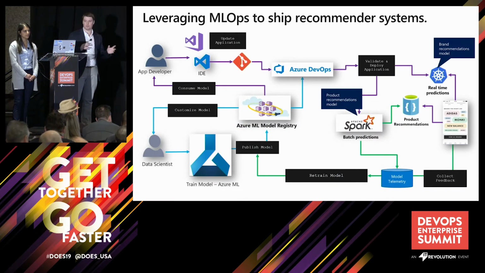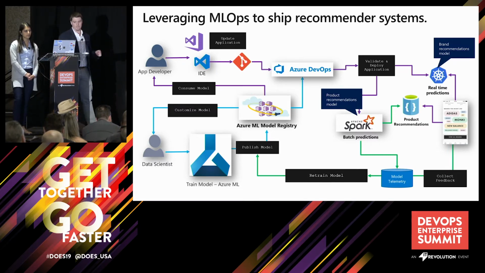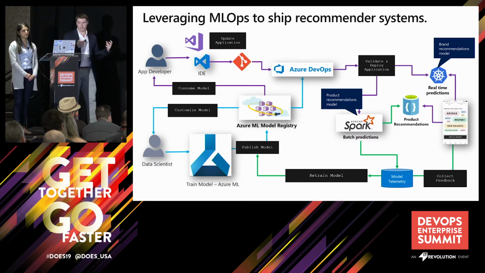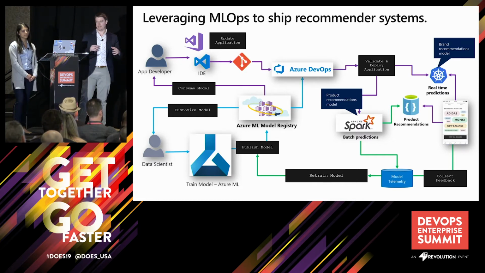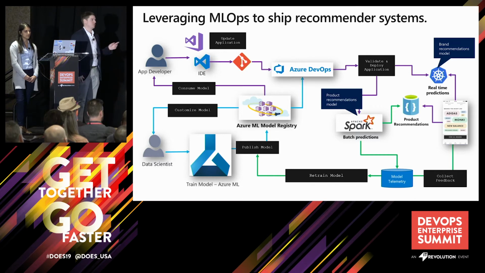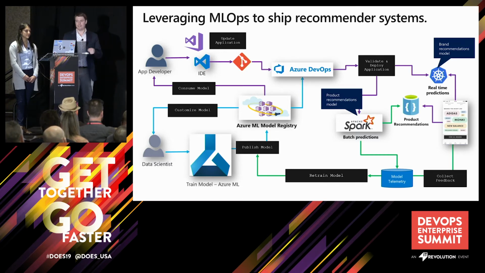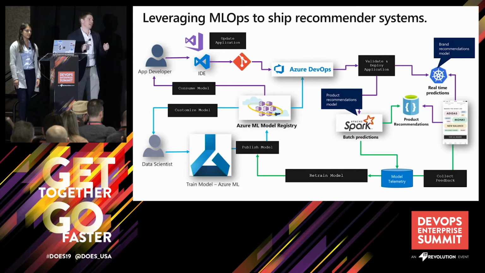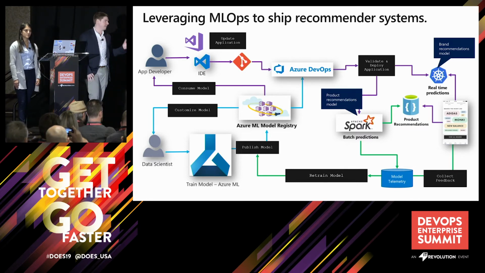So another customer here in the retail sector is using MLOps to ship recommender systems. In this case, again, they use Azure Machine Learning and DevOps together to customize, train, and publish models. And they actually deploy the model as a real-time API on Kubernetes. They also use the model inside of a Spark pipeline to generate these sort of static recommendations on products, which they push into Cosmos DB. And then those are both served from the website, the mobile app, whatever. But the whole point is it's the combination of the machine learning services and DevOps services that allow them to actually do this at production scale.